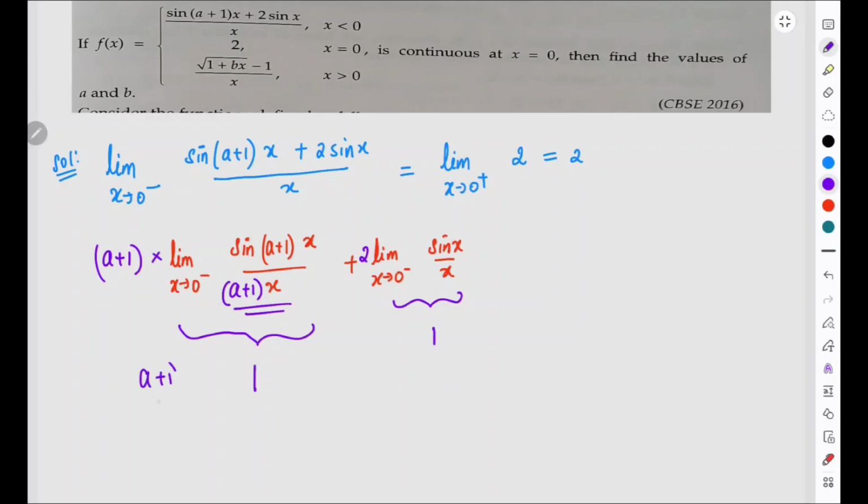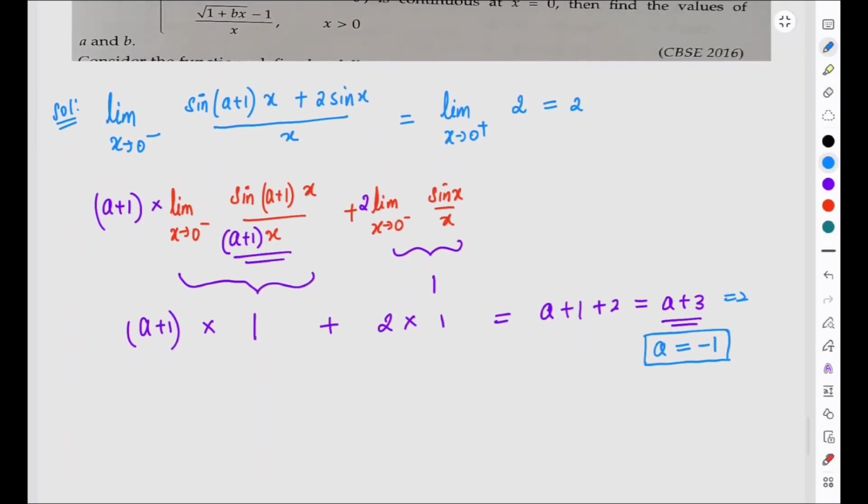So now this entire part would become 1 and this part entirely will become 1. So we have a plus 1 into 1 plus 2 into 1. Basically we get a plus 1 plus 2, which is a plus 3. That is equivalent to 2. So what will be the value of a? a will be equal to minus 1. So we have figured out what is a. Now let us talk for b.